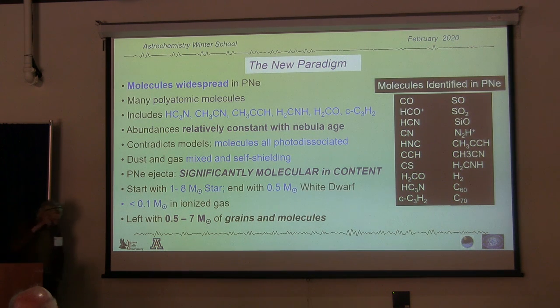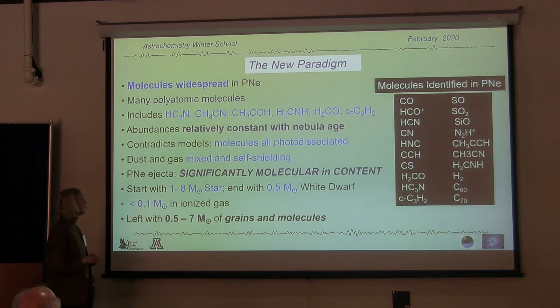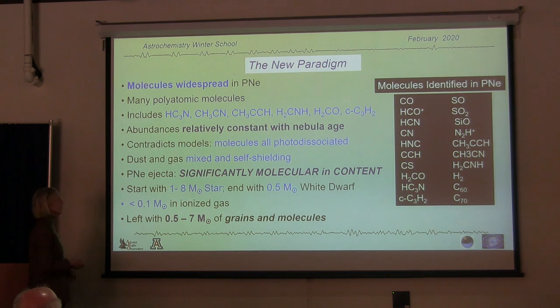So we seem to have a new paradigm here. We have another whole big set of sources that are molecular rich in an extreme interstellar environment. From what we can tell so far, molecules are pretty widespread in planetary nebulae, although we only have a sample of 20-some-odd sources. We're increasing that now. And we have a lot of polyatomic molecules, even CH3CN and CH3CCH, amazing given their molecular complexity. Furthermore, the abundances remain relatively constant with age, so they're not all photodissociated.